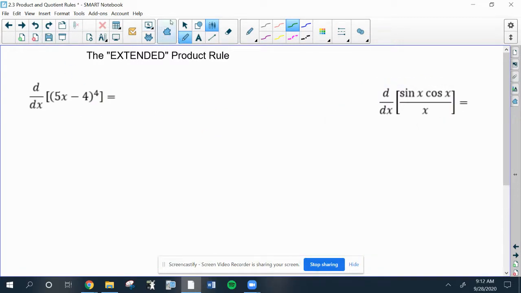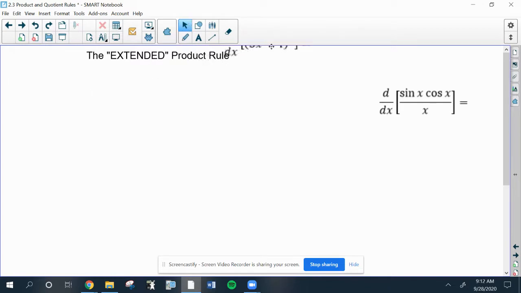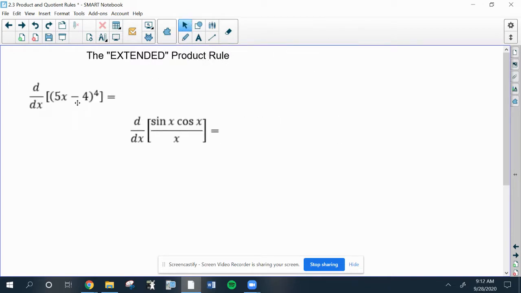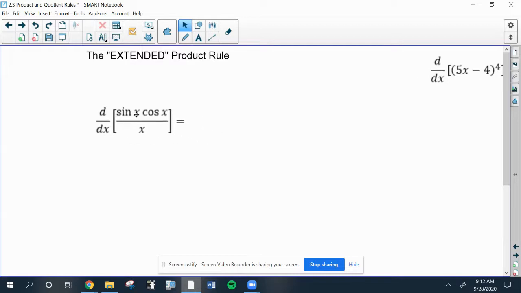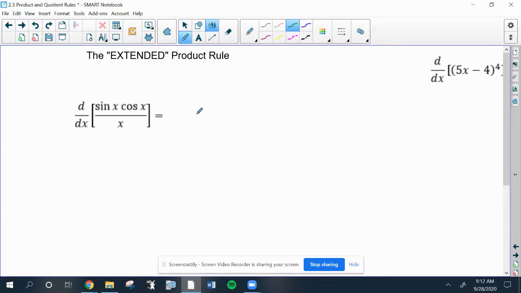It looks like a quotient rule, but actually a quotient and product rule. But if you want, you can change this to this. And now use the extended product rule. So there's 3 factors, so you're going to have 3 terms in your product. We'll just take the derivative first, leave the other 2 alone.